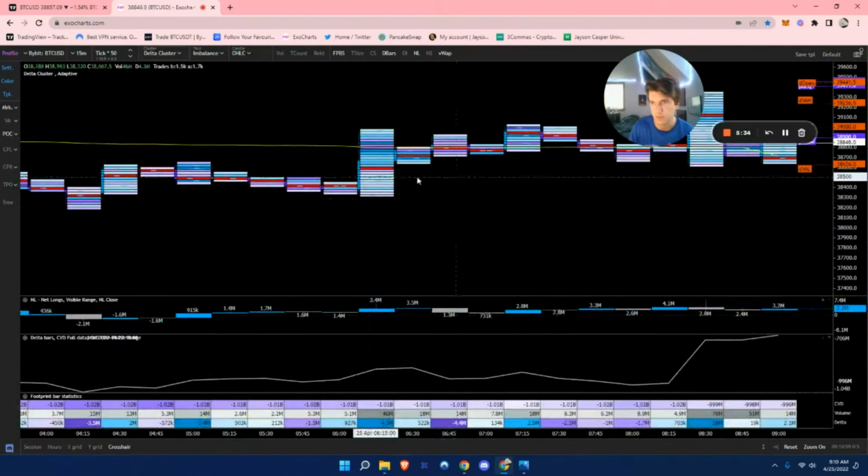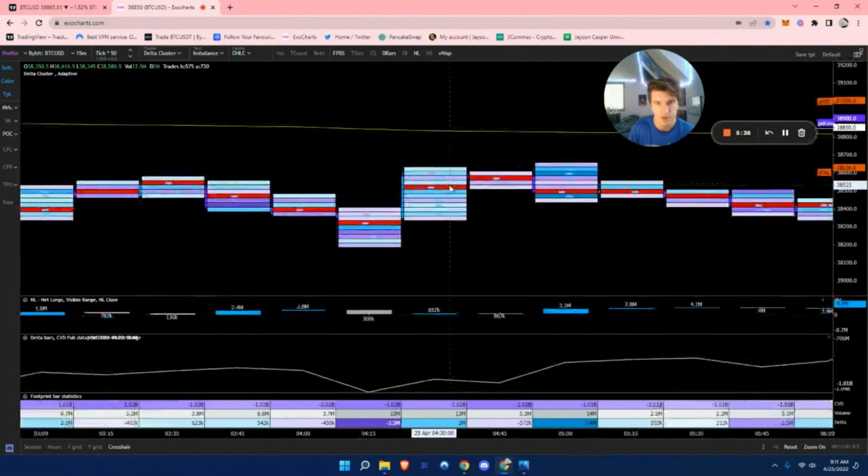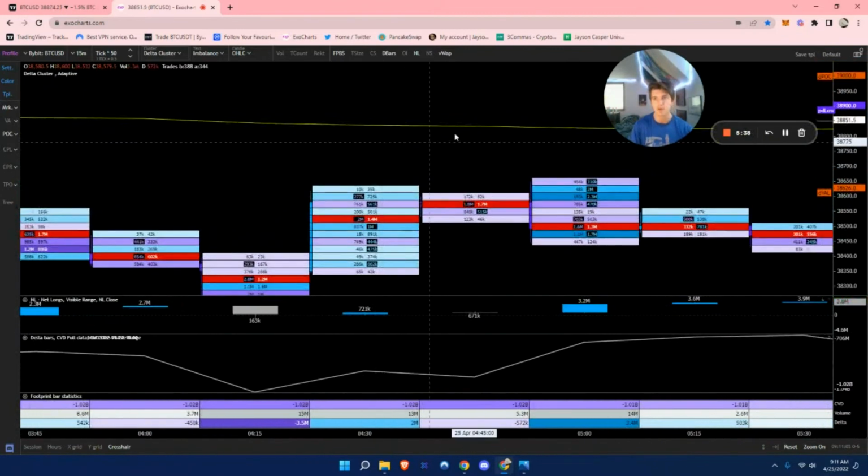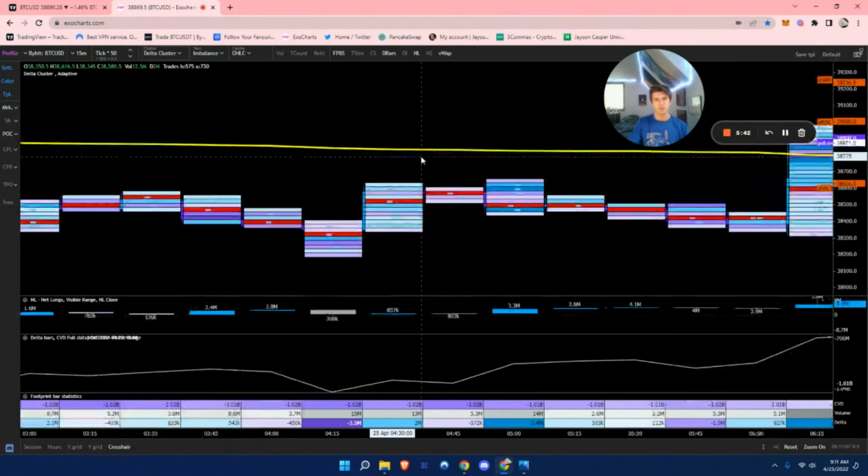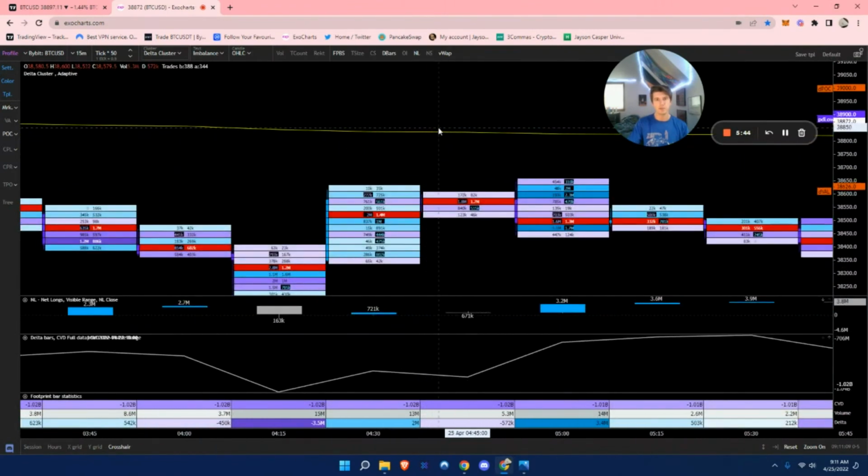And you can see price has been going up ever since that absorption. Next thing you really want to look for is you want to see price go above the VWAP. And again, the VWAP is this yellow line. You can turn it on and off by going to the bar up here, VWAP really.